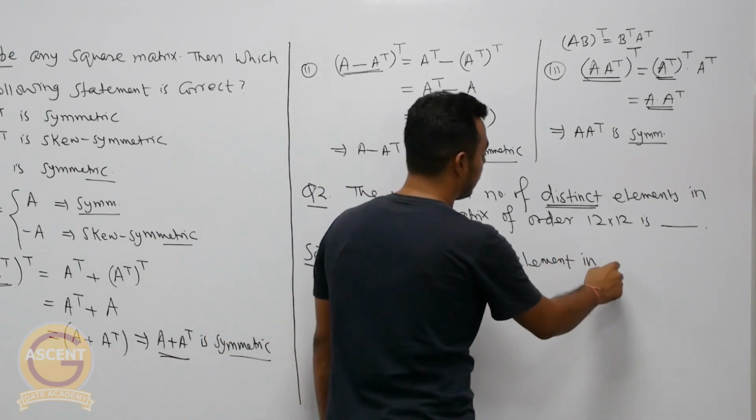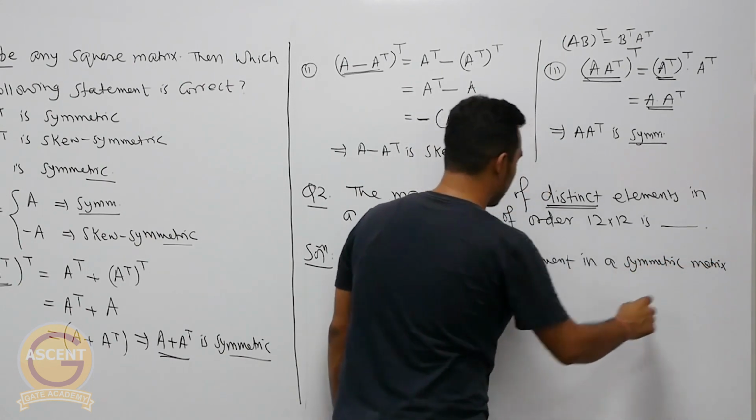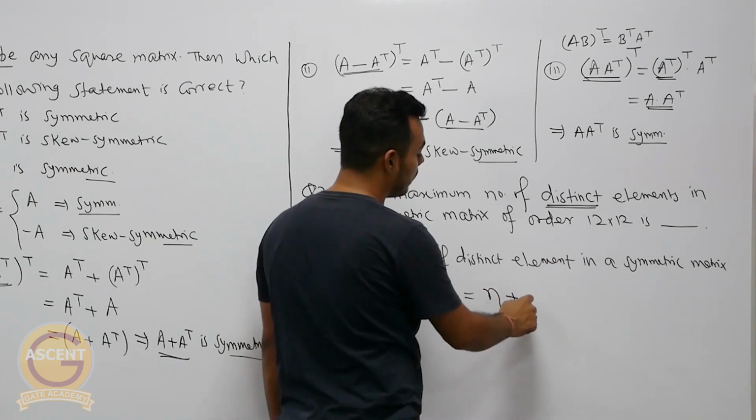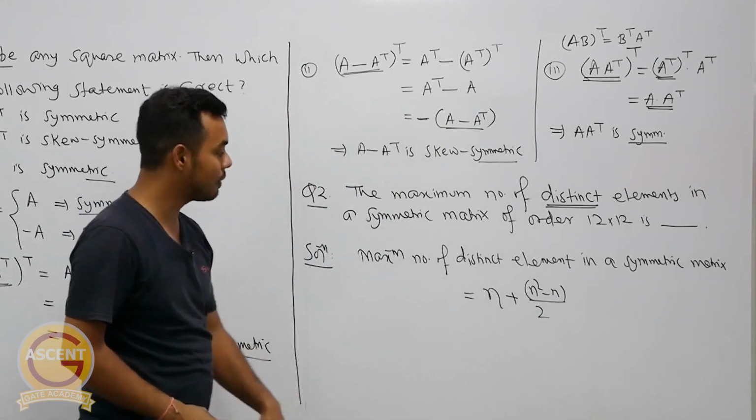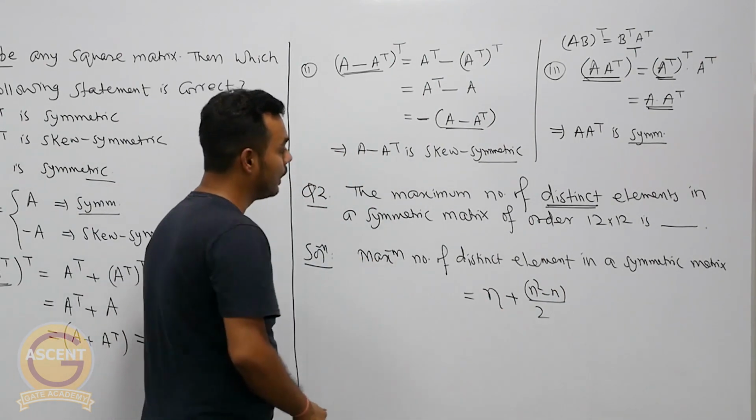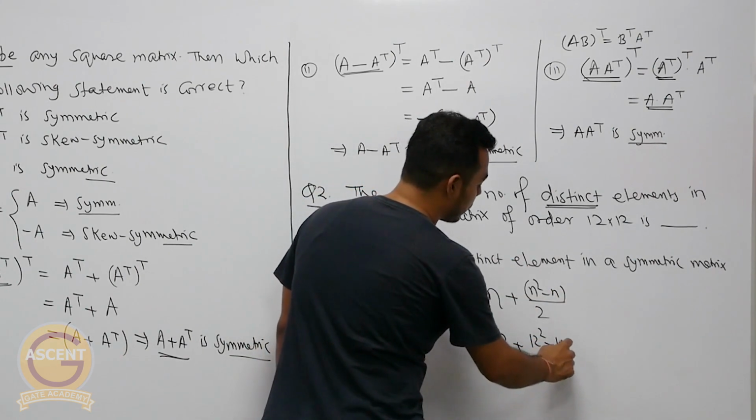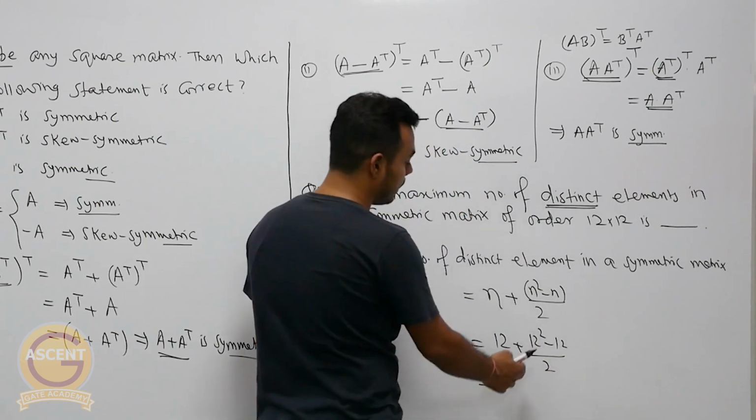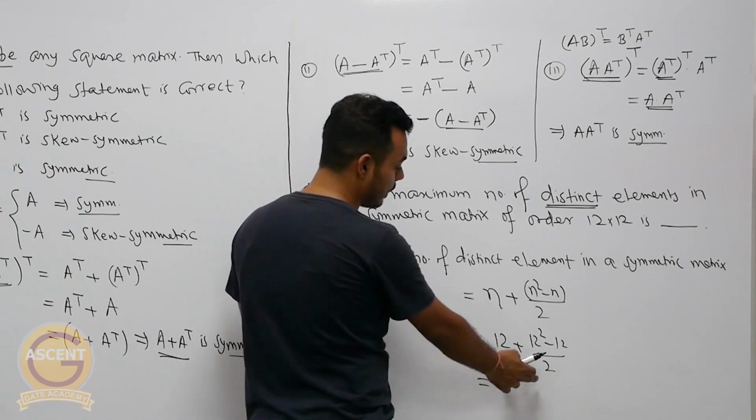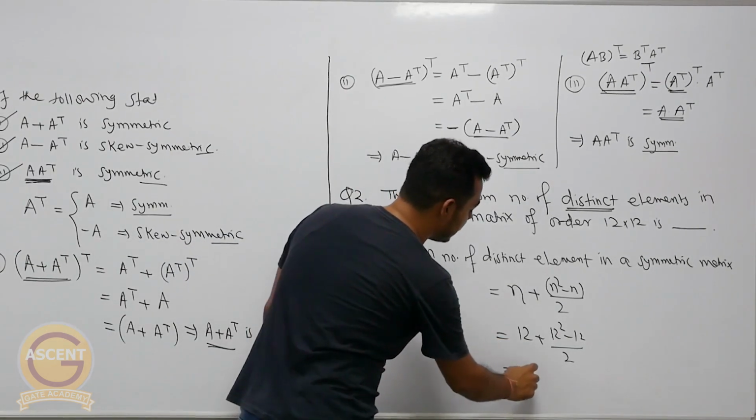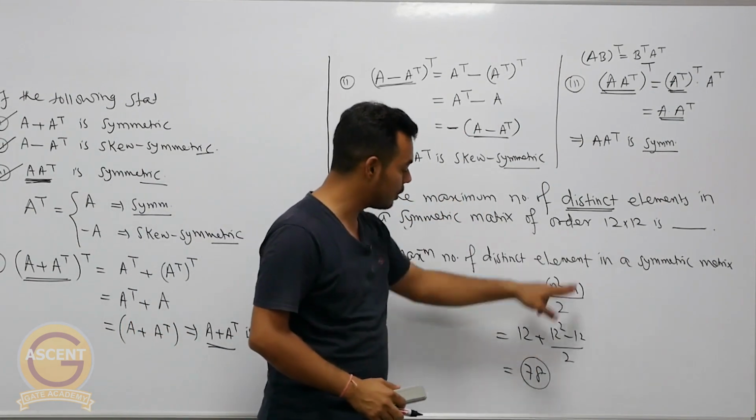in a symmetric matrix. This was given by the formula: n on diagonal, n square minus n off diagonal elements, and only half were independent. So this was the formula to calculate the maximum number of distinct elements. Now here in place of n we have 12. So this will be 12 plus (12 square minus 12) by 2. So this will be 144 minus 12, so 132, this divided by 2, so 66. So if you do the calculation, you will find that this will be 78. So the maximum number of distinct elements in a symmetric matrix of order 12 will be 78.